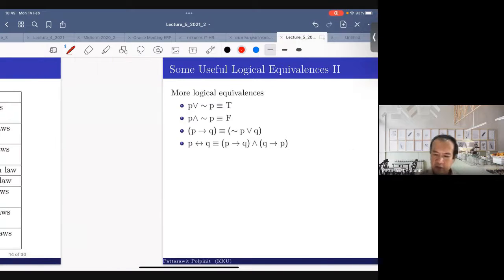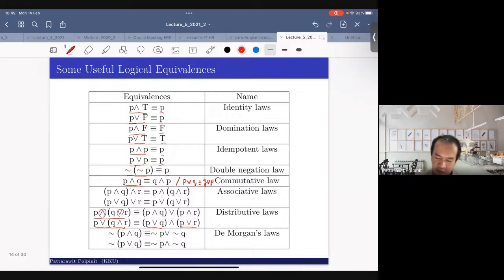The last, or not the last one, I think we have a few more, but the last in this table here is called De Morgan's law, which is very important. If you have a negation outside and inside you have P and Q, you can distribute the negation. Instead of negation of (P and Q), you get negation of P or negation of Q. Negation of (P or Q), you get negation of P and negation of Q. Well, you probably know most of these already, but I just want to make sure that I go through it again.